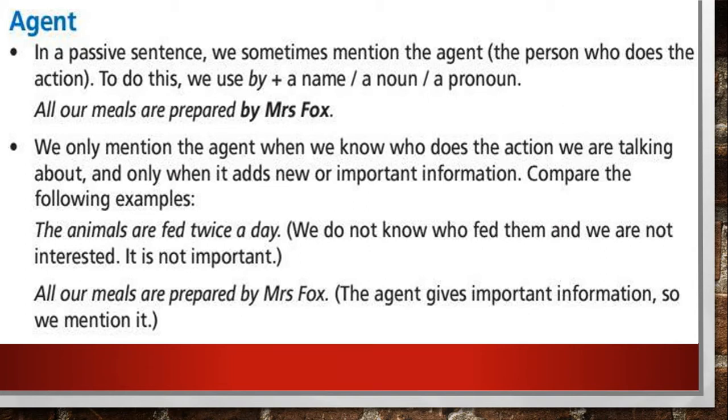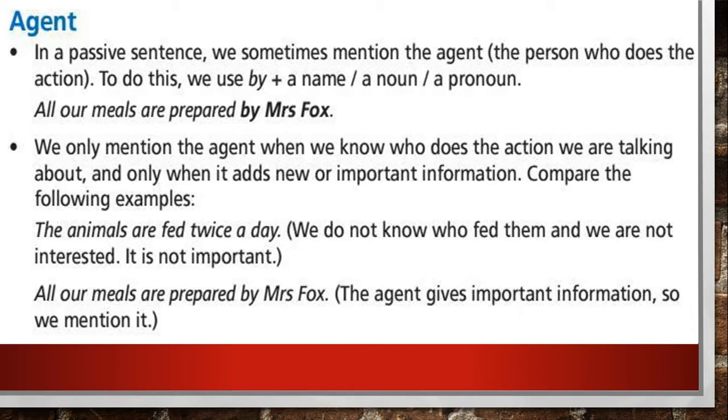Okay, let's continue. We only mention the agent when we know who does the action. So if we don't know who does the action, we don't write "by" at all. We also only mention it when it adds new or important information. So we write the agent only when it adds new or important information. Compare the following examples. Let's read them together.